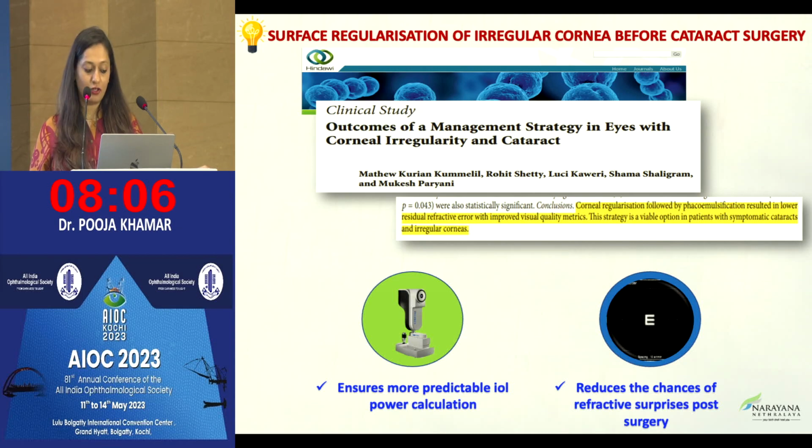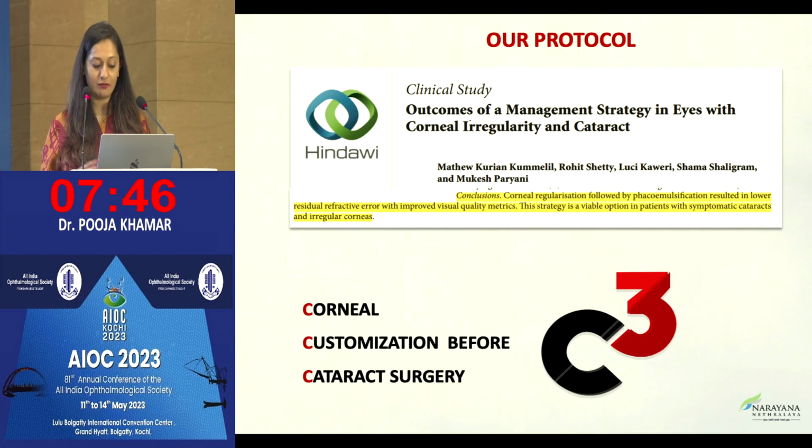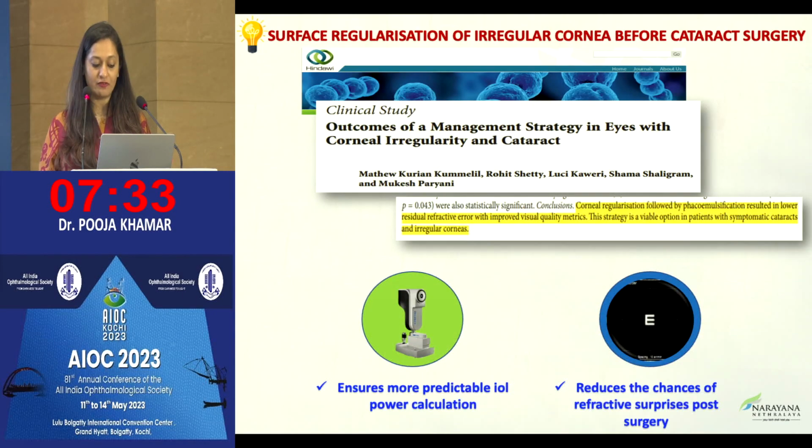Because it can affect the accuracy of IOL power calculation, and there will be a refractive surprise as well. Of course, Matthew sir would be a better person to talk about this, because we've all learned how they worked on this technique called corneal customization before cataract surgery, known as C3, where they first regularize the surface of these irregular corneas and then proceed with the cataract surgery. Why do they do it? Because if you do a cataract surgery before regularizing the surface, there is going to be a refractive surprise and poor quality of vision.